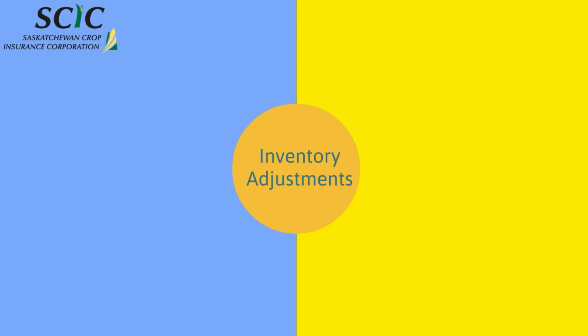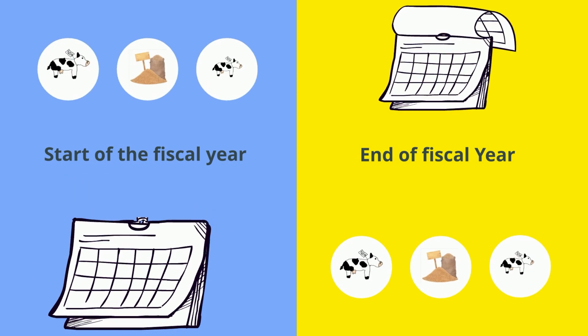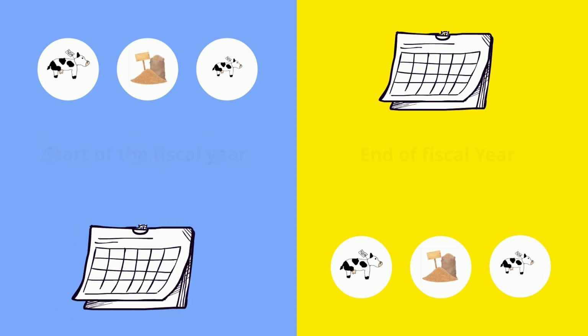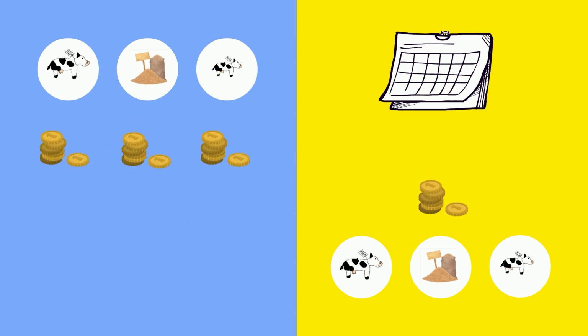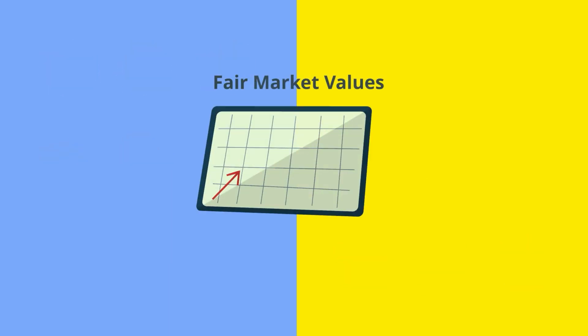Let's talk about inventory adjustments. An inventory adjustment is the difference between the value of the commodities you have on hand at the start of the fiscal year compared to what you have on hand at the end of the fiscal year. This means you can have the exact same amount of grain or livestock at the beginning of the year and the end of the year, but because of fair market values, the value of that inventory can change drastically over the course of the year.